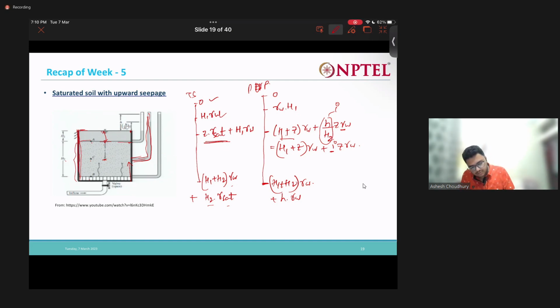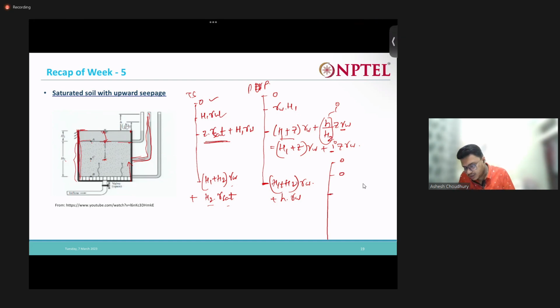Right. Now if I want to draw the effective stress diagram, at the top it will be 0, at this point it will be 0, right? Now what will it be at this C point?